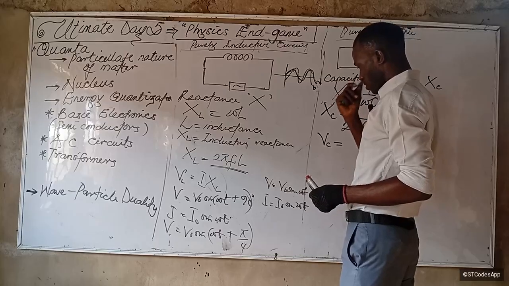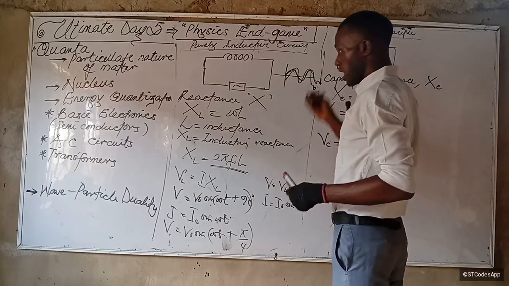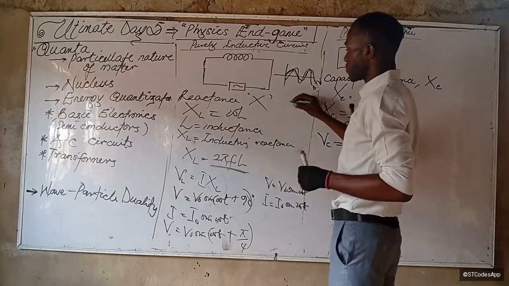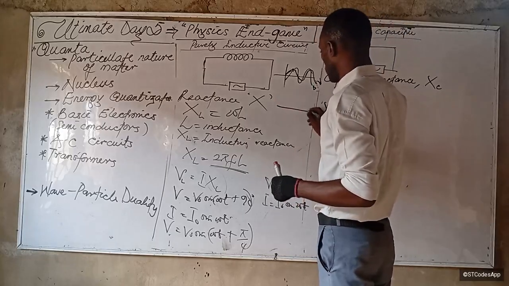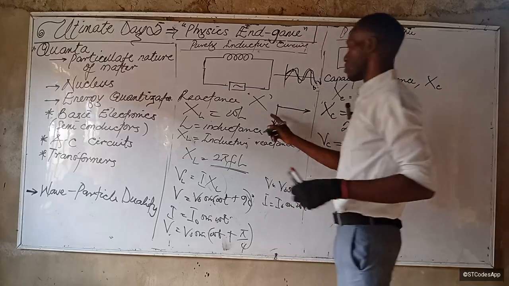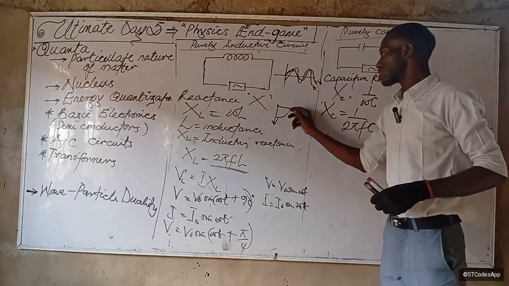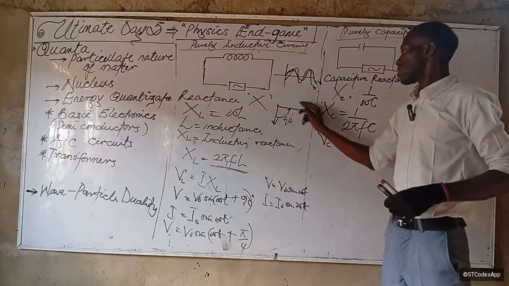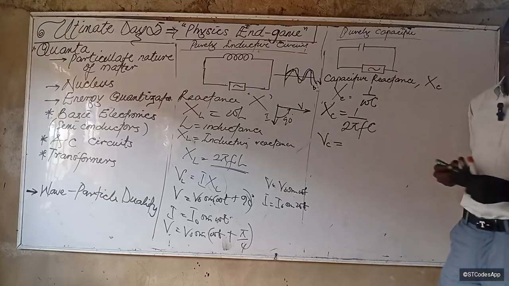How do we represent that? Who is leading here? They'll have a phase difference. Since voltage is leading, voltage will be here, current will be here. Does this make sense? They will lag by how many degrees? 90 degrees. Voltage, current. Is that clear?